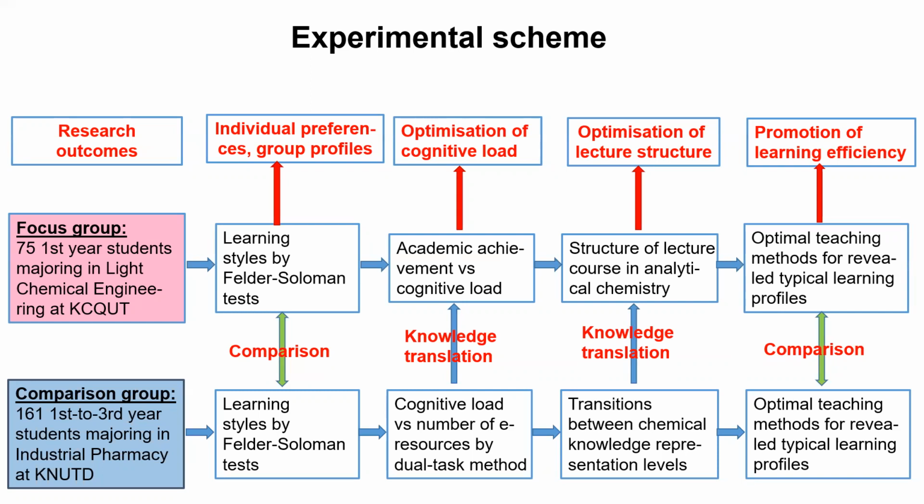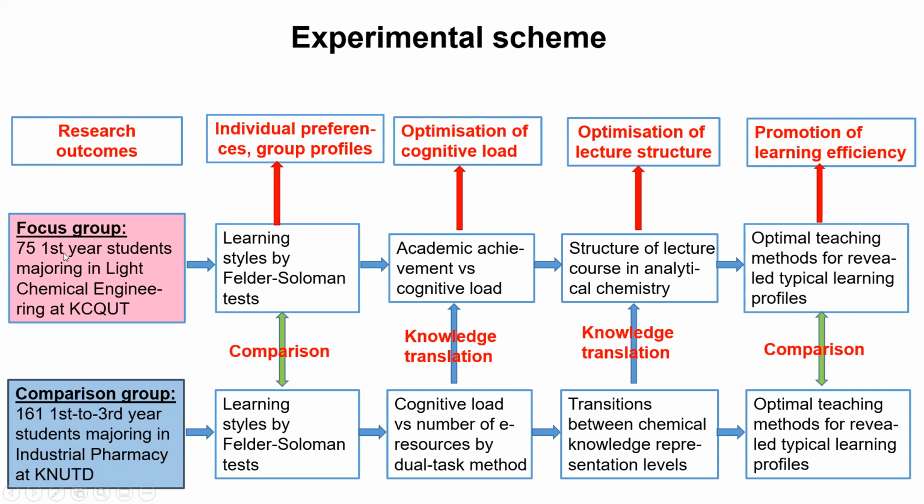The next slide demonstrates the total experimental scheme for our experiments. Three lines are shown. For comparison, a group that contains 161 first to third year students, mostly in industrial pharmacy at Kyiv University. The survey data for Ukrainian students was basic.